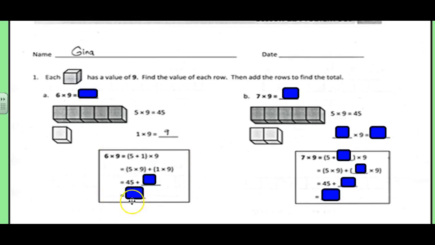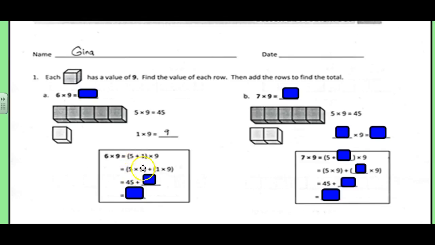So now we're going to move down here to this box. This is where they take the equation and they break it up into the steps that we're solving to figure out the final answer to 6 times 9. So we started with 6 times 9 and we broke it up into 5 plus 1 times 9 because we broke our 6 into a 5 and a 1. So now we have to take this 5 and 1 and we have to multiply it by 9. That's where we get this 5 times 9 and where we get this 1 times 9.